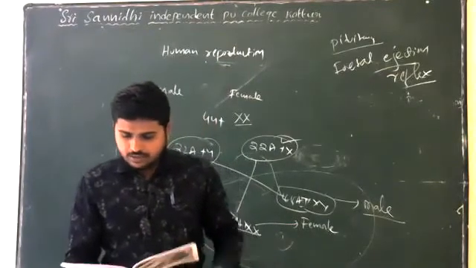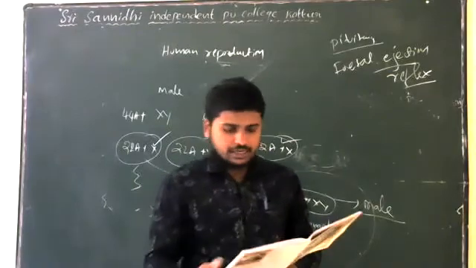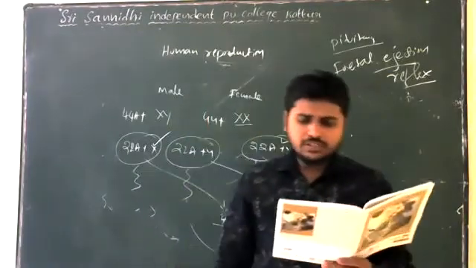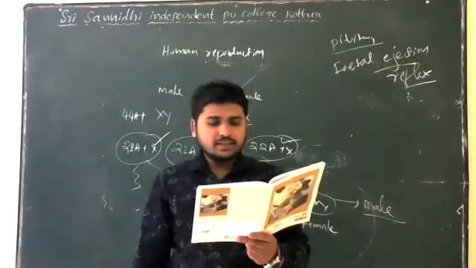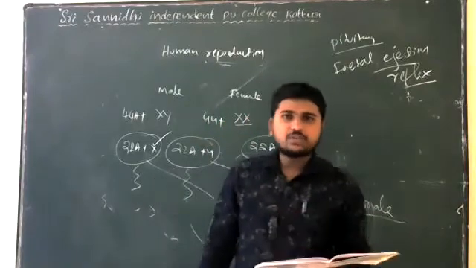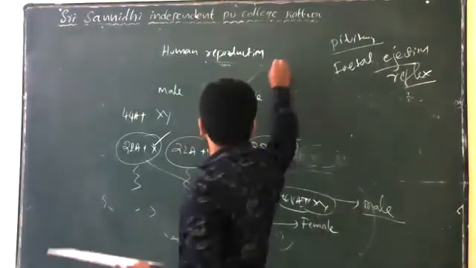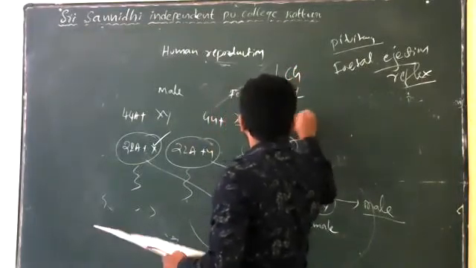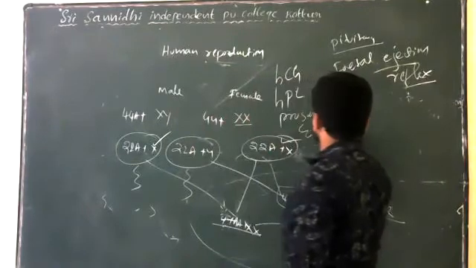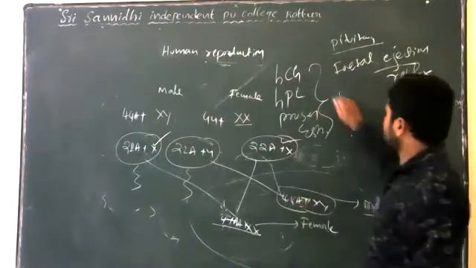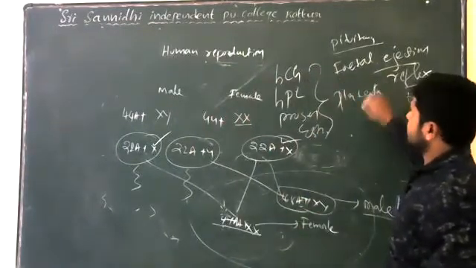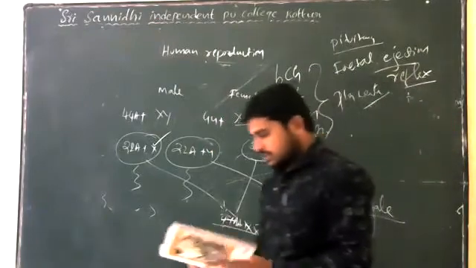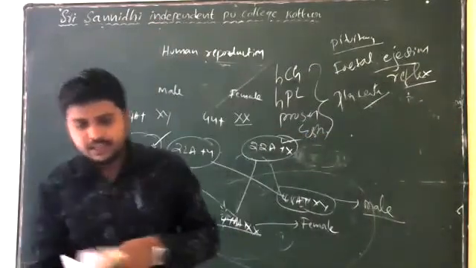regarding 2018, a question was asked. Hormone secreted by placenta to maintain pregnancy. Which hormone is secreted by placenta? We know that human chorionic gonadotropin, human placental lactogen, progesterone, estrogens. These are the hormones secreted by placenta to maintain pregnancy. Remember. So this direct question was asked in 2018.